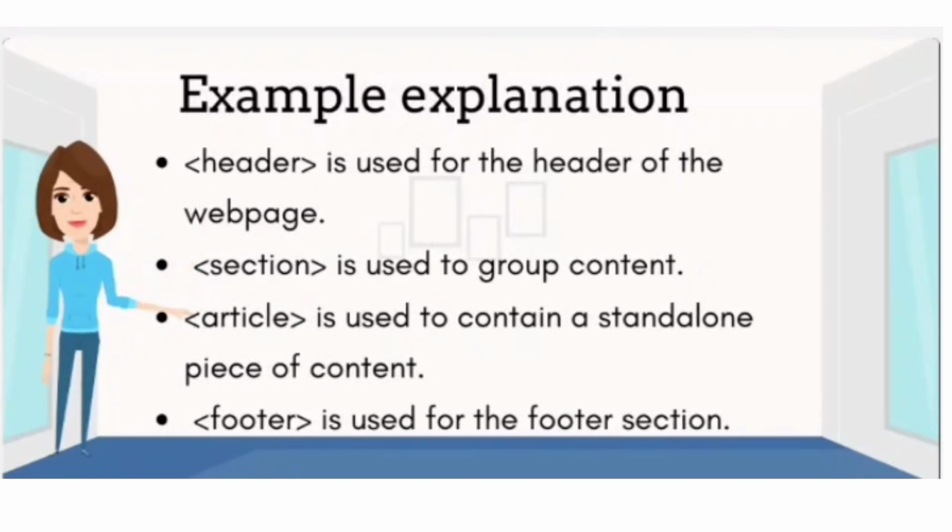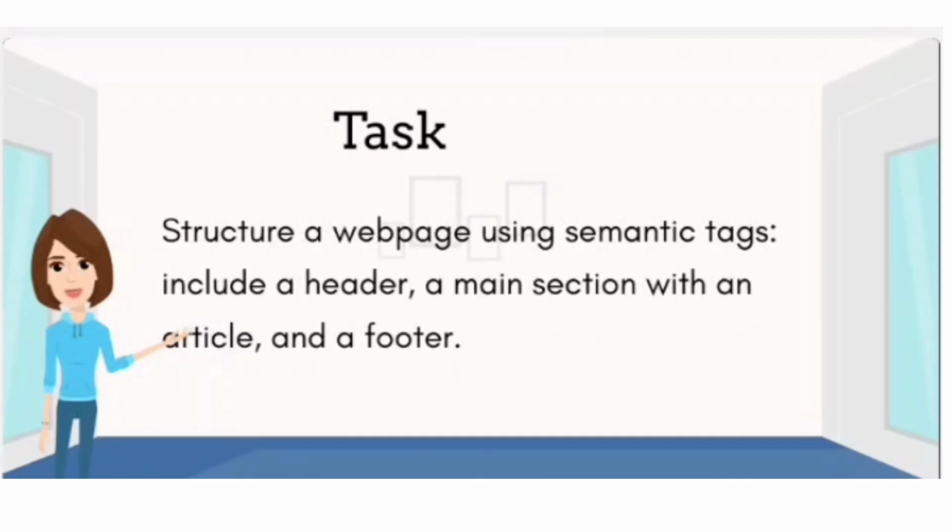Example explanation. The header tag is used for the header of the web page. The section tag is used to group content. The article tag is used to contain a standalone piece of content. The footer tag is used for the footer section. Create a task based on the following information. Structure a web page using semantic tags. Include a header, a main section with an article, and a footer.